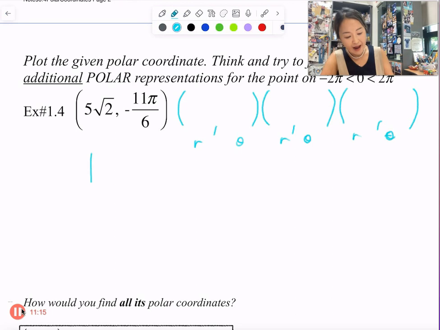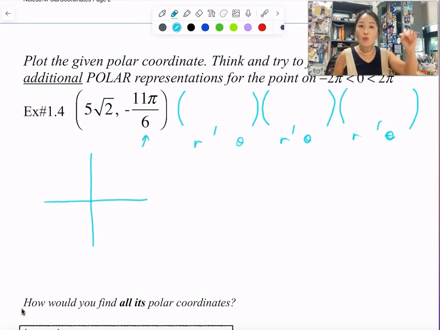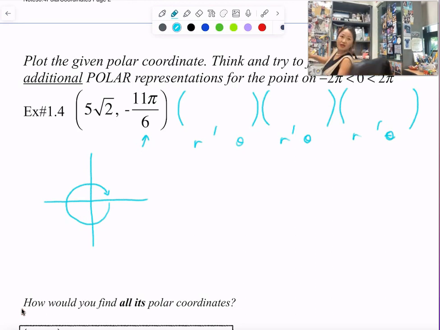That means I want to travel. This time I'm saying that we're going to go around clockwise, negative 11 pi over 6. Remember, we're just turning around the pole. We're spinning, doing a pole dance like this. And then I'm looking at this final destination. How much do I go? I go 5 root 2, because that's the direction I'm looking. That's why this is the first one here.